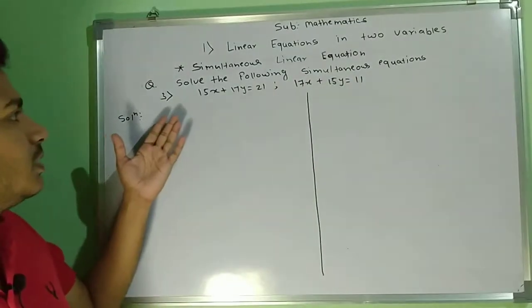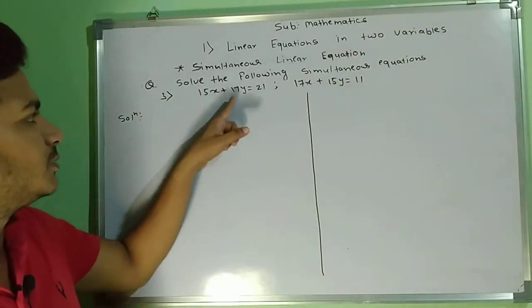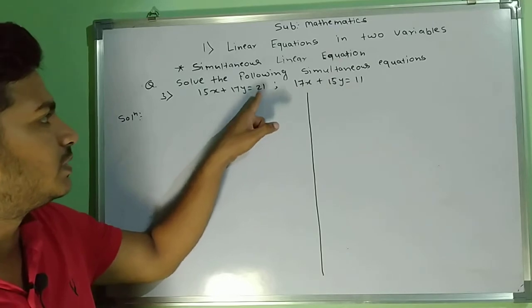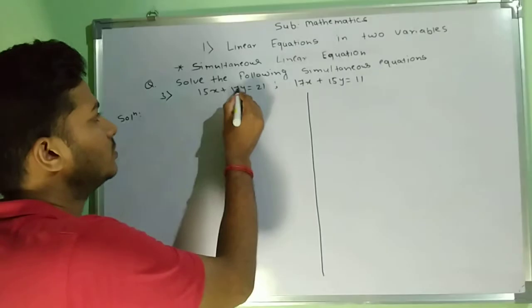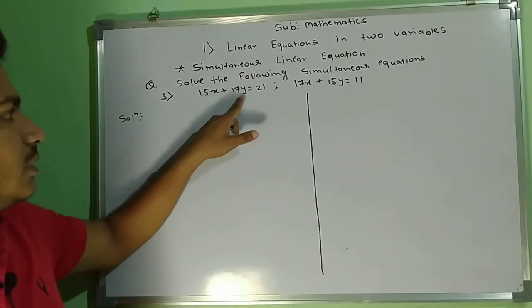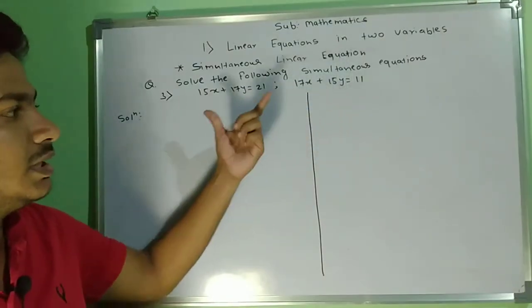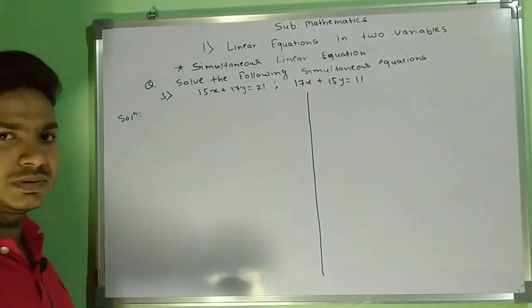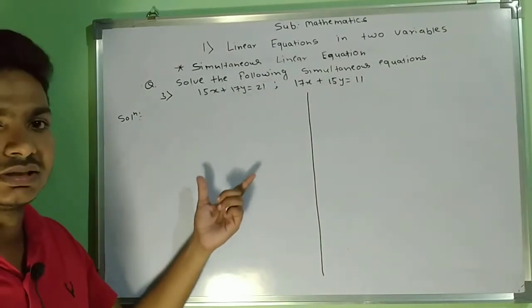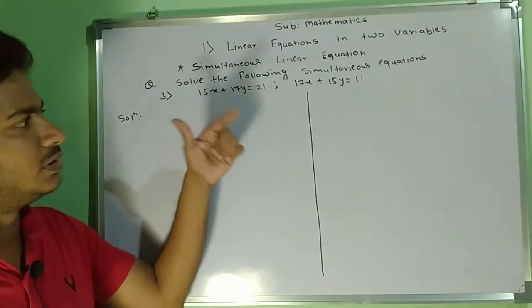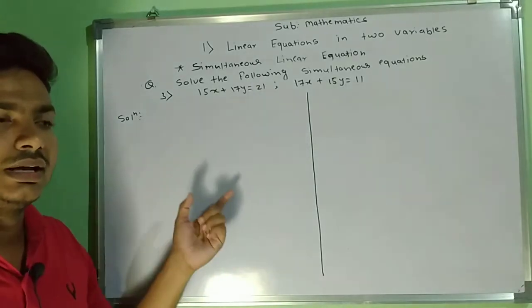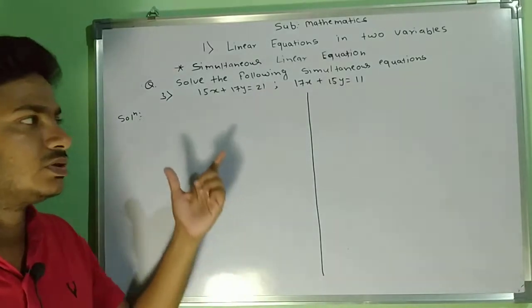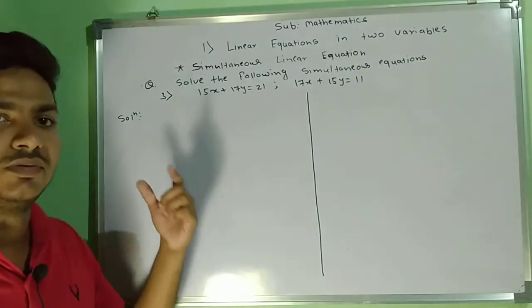So this is the third example. Now look at that example very carefully. This is 15x plus 17y which is equal to 21, and 17x plus 15y which is equal to 11. While solving that example, just look very carefully. The coefficients of x and y are interchanged. So while solving that example, we just have to add them once. We will get a new equation, and after that we will subtract them. We will get another equation, and by adding and subtracting, we will solve those equations and get the value of x and the value of y.